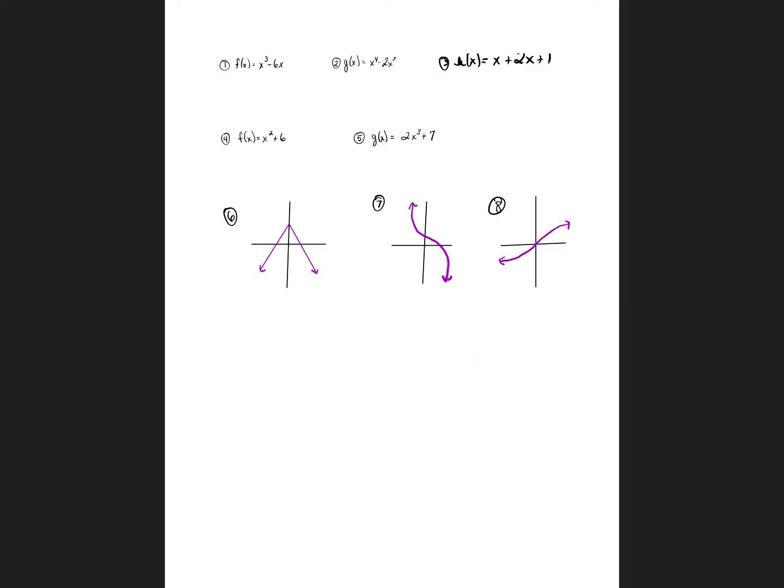So if we look at some examples here, let's do these together, and then you guys will have time to get your homework going. I can give out yearbooks.